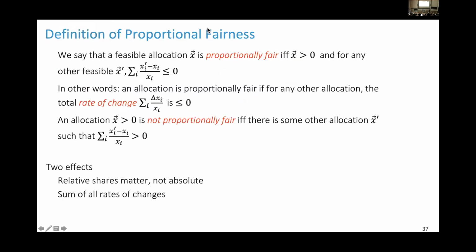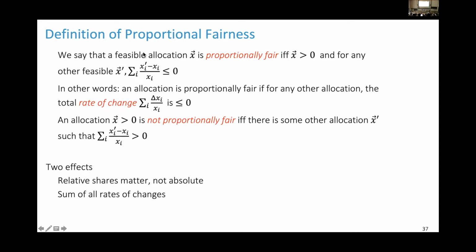Well, the definition of proportional fairness is written here. It's a bit more subtle. So we say allocation X is proportionally fair if, first of all, it is non-negative. So it gives non-zero to everyone. And second of all, if we compare it to another allocation, X prime, this value here is non-positive. It is less than or equal to 0.